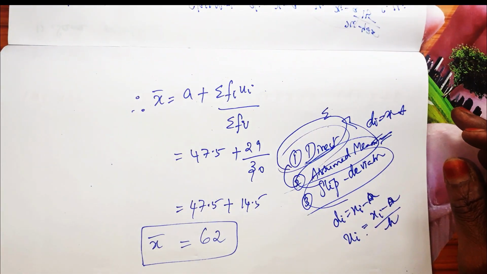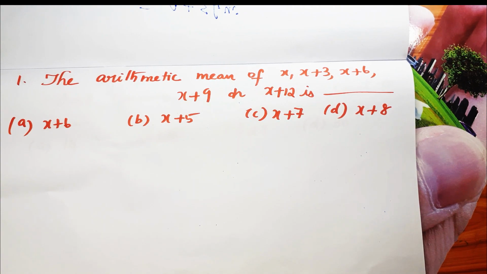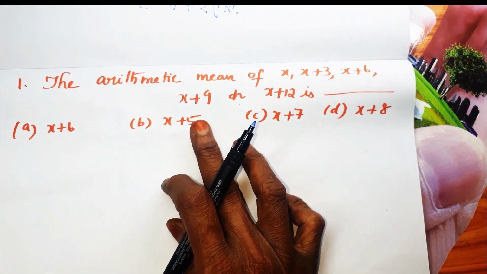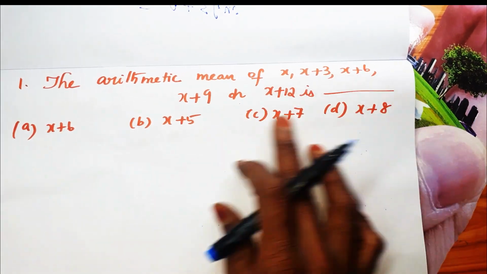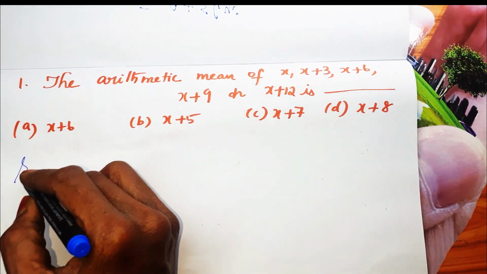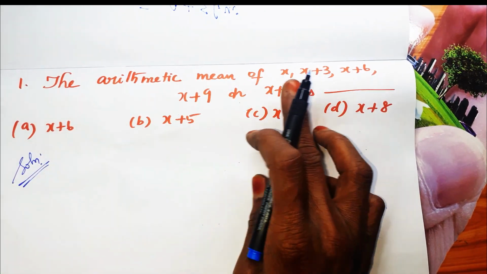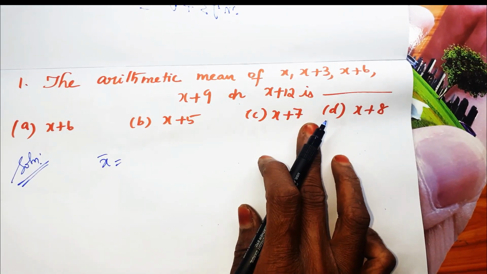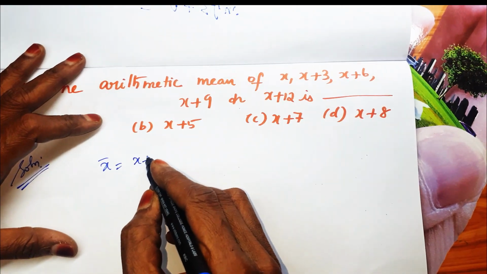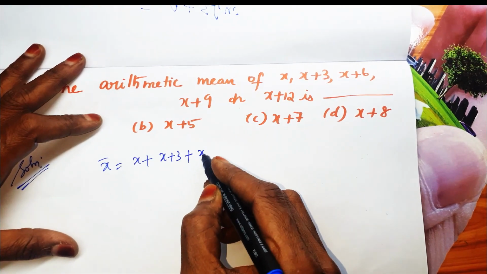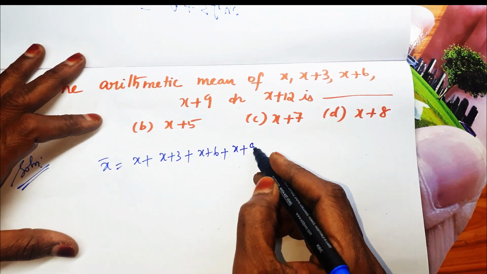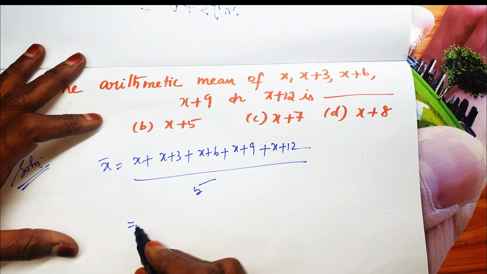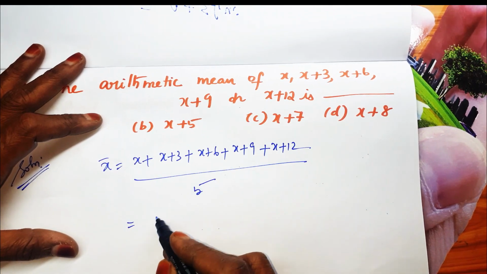Is it clear? So the problem we have is an MCQ problem. The arithmetic mean of x plus 3, x plus 6, x plus 9 and x plus 12 is dash. We have 4 options. So totally how many values are given? 1, 2, 3, 4, 5. So x bar is equal to summing the values by 5. Summing the values means x plus 3 plus x plus 6 plus x plus 9 plus x plus 12 by 5. So totally how many x are there? 1, 2, 3, 4, 5.